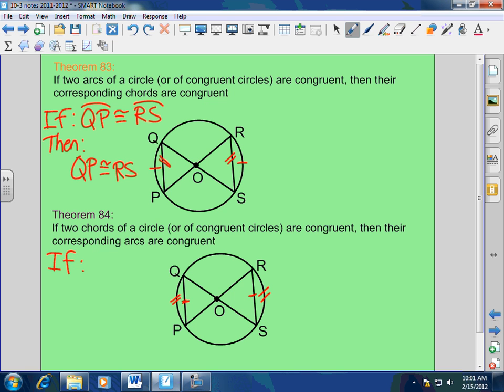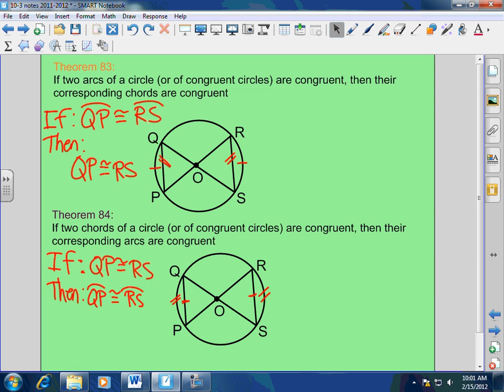Yes, sir. The question was, if you have one of them, can you prove all three of these theorems. Yes, sir, you can. Great question. So if chord QP is congruent to segment RS, then arc QP is congruent to arc RS.